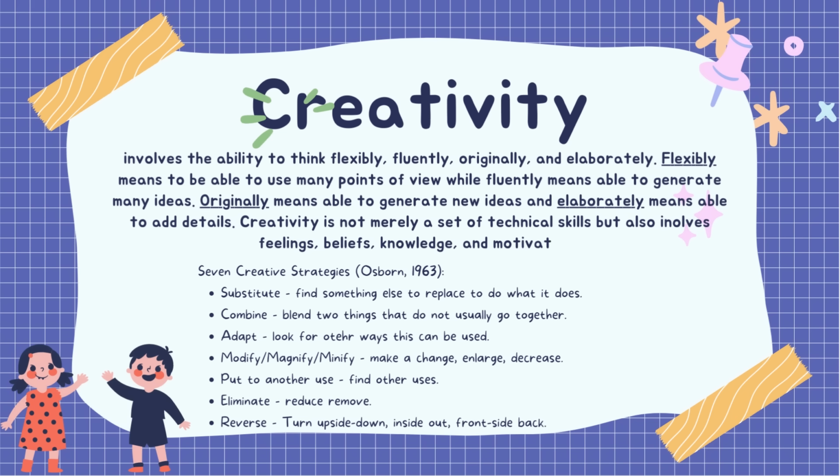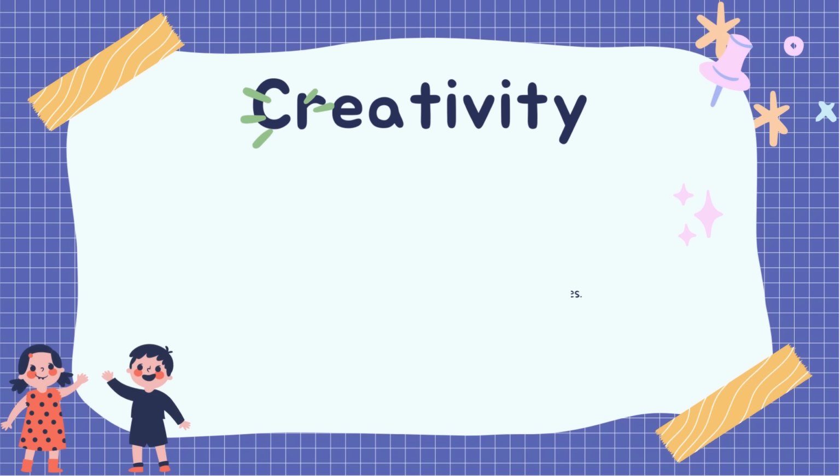And there are seven creative strategies, according to Osborne of 1963. Number one is to substitute, or to find something else to replace to do what it does. Number two is combine, when you blend two things together that do not usually go together. Next is to adapt. Look for other ways which this can be used. Modify, magnify, minify: make a change, enlarge, decrease. Put to another use, find other uses. To eliminate, or to reduce or remove, and to reverse, to turn upside down, inside out, and front side back.